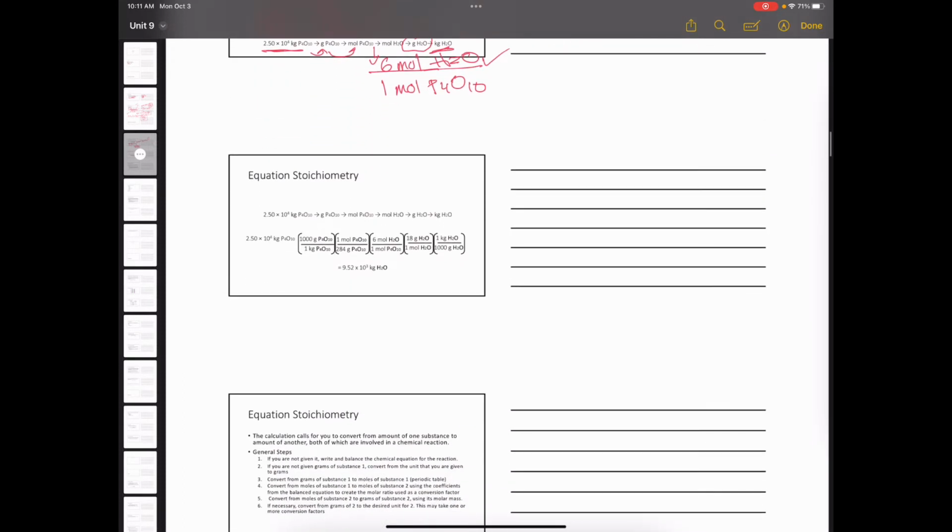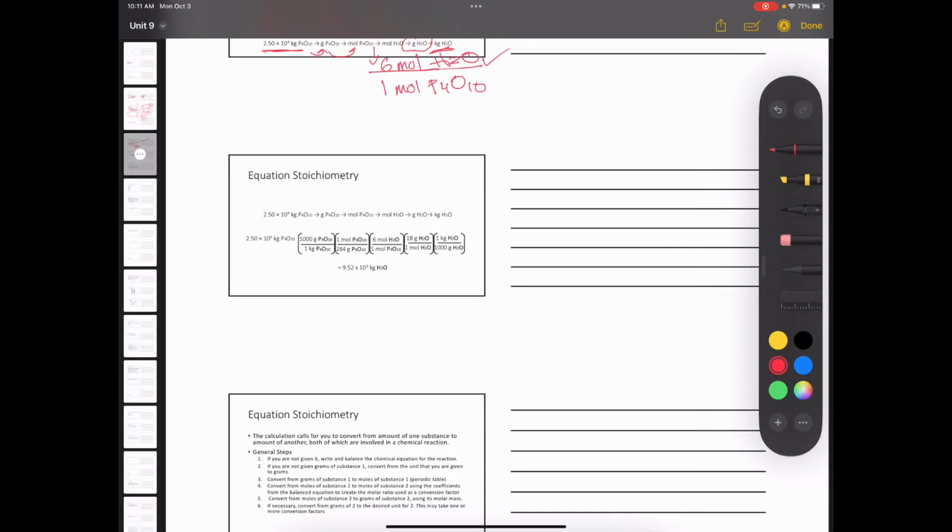All right, let's look into how we do this in numbers. So first, I'm starting with 2.5 kilograms of phosphorus oxide. What I will do is convert that into grams of phosphorus oxide using my conversion factor from the metric system. So my kg of phosphorus oxide cancel out with kg of phosphorus oxide, and now I'm left with grams of phosphorus oxide. Now I need to convert my grams of phosphorus oxide into moles of P4O10. How do I do this?